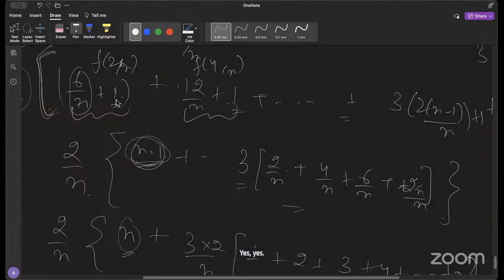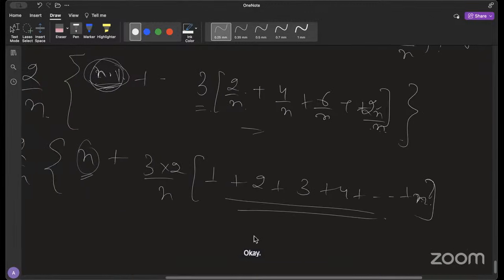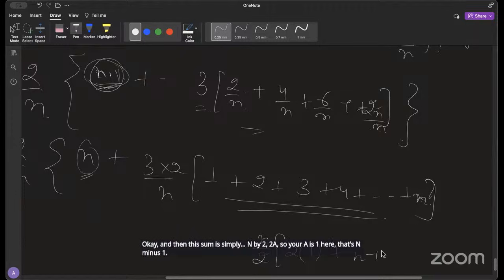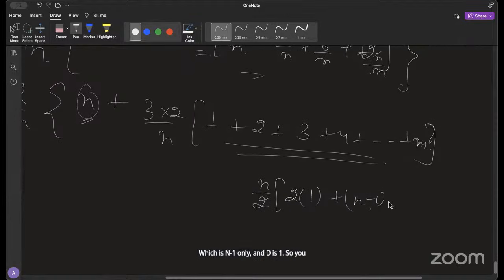We've added these ones n number of times. That's why I've written n into 1 first and then n. Okay, and then this sum is simply n by 2 into 2a. So your a is 1 here, plus n minus 1, which is n minus 1 only, and d is 1. So you have 2 plus n minus 1, which is n plus 1, n by 2. So this is your sum.